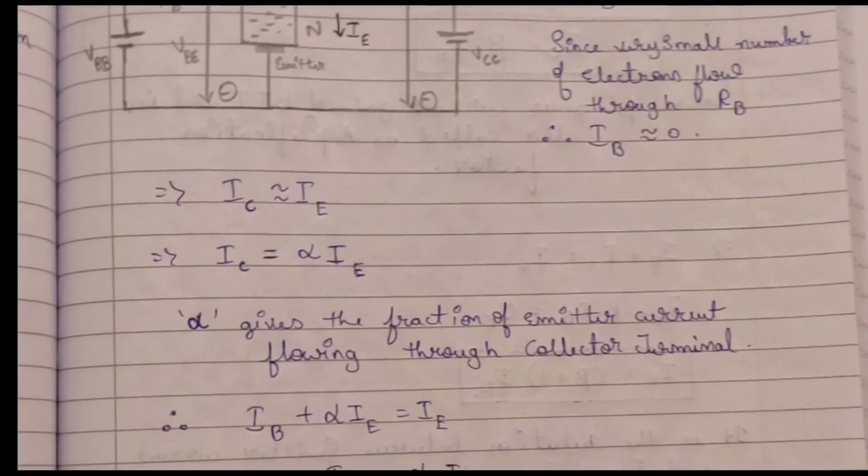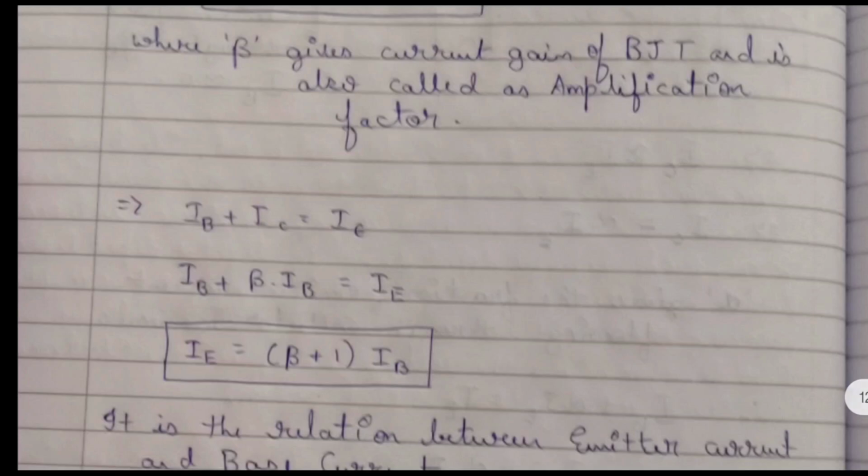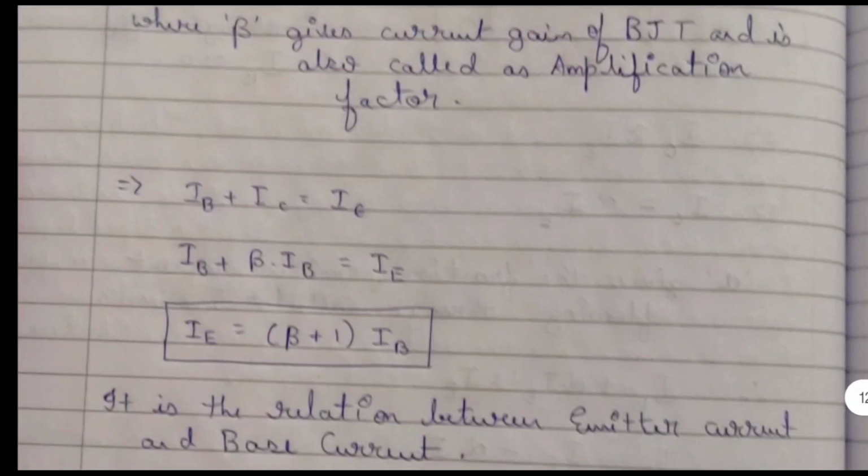You can see that IC equals alpha IE. That is the relationship between the current of the collector region and the current of the emitter region, and IE equals beta plus 1 times IB is the relationship between the current at the emitter region and the base current. This is all about the current in the BJT, and here we have even looked into the working of the BJT as well.